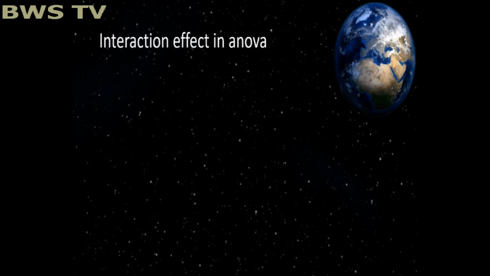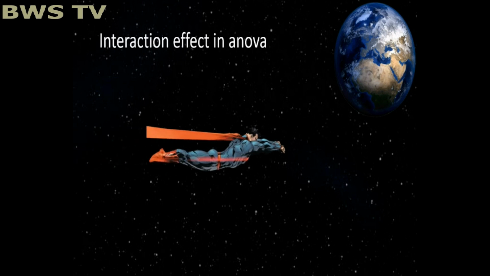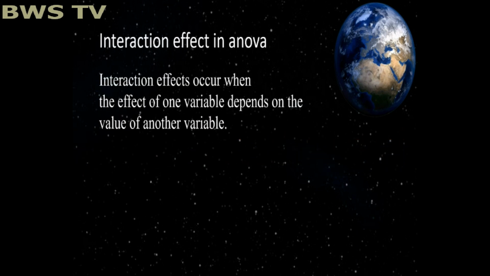Then we have interaction effects in ANOVA. Interaction effects occur when the effects of one variable depends on the value of another variable.